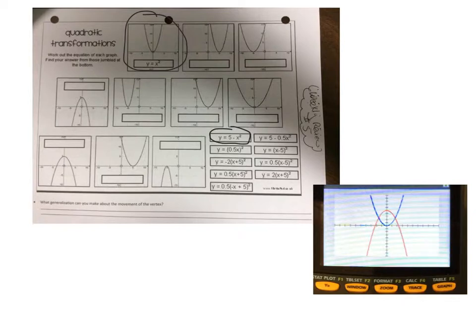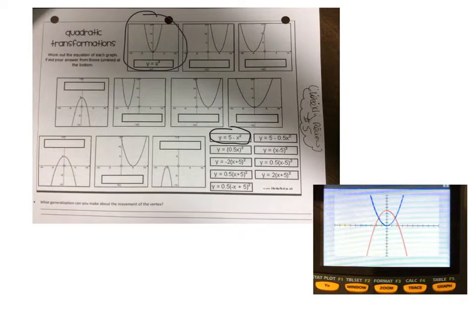Notice, because that x squared has a negative in front of it, negative people frown, so it flipped it upside down. And the 5 on the outside moved the vertex up 5 units on the y-axis. So what we would do is go over to our choices, and we would find the one that matches that, that's flipped over and is moved up 5 units. But notice the width, the steepness, the slope of the parabola has not changed. So that was going to stay the same as the parent function.